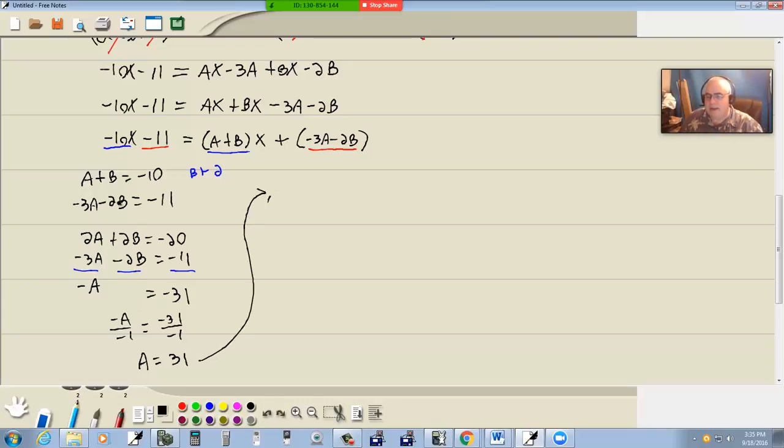Now we want to plug that back into one of our equations and solve for B. I'll plug it in my first equation, looks the easiest. So we just said A is 31. So I'll take 31 over then. So we got B is equal to negative 10 minus 31, or B is equal to negative 41.